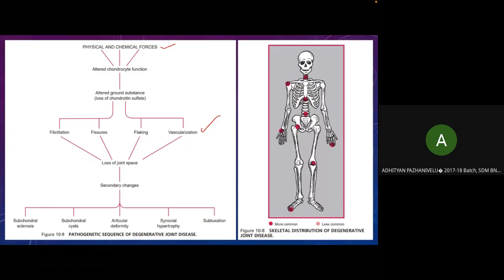There will be cracks in that. There will be multiple fragments of it, and the flakes of it, that is parts of it, will start chipping off because it is starting to calcify or it is starting to get degenerated. What happens then is the joint space decreases. Then articular deformity might be there, subchondral cysts may be there, there can be sclerosis, there is excessive synovial hypertrophy, and there can be subluxation because the joint gives off.